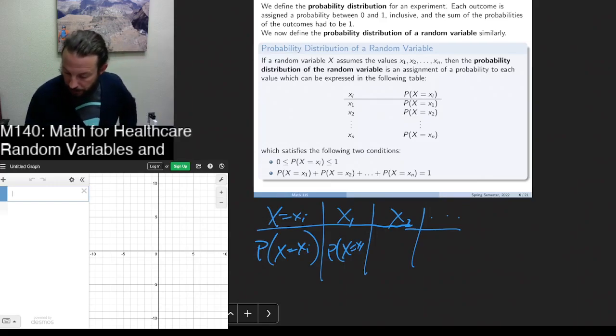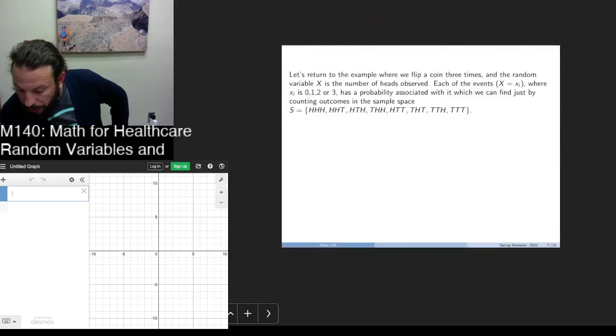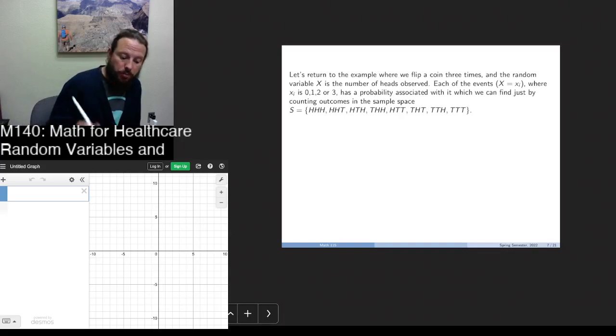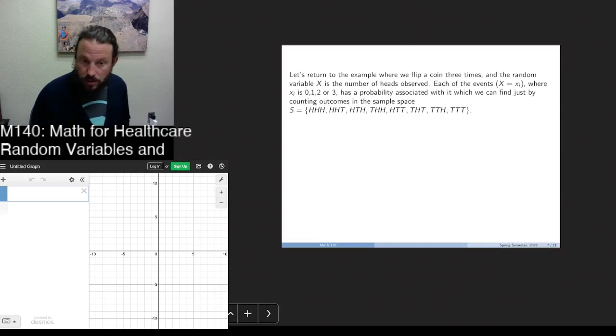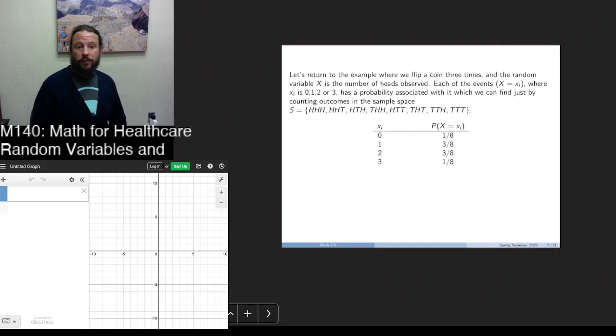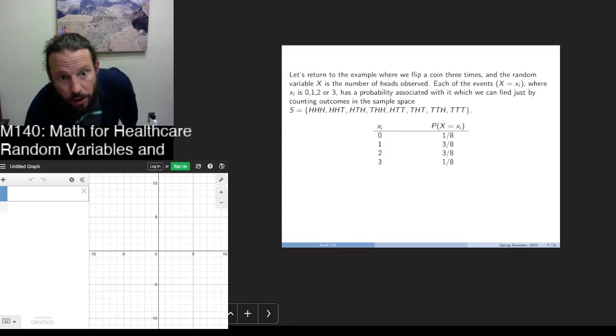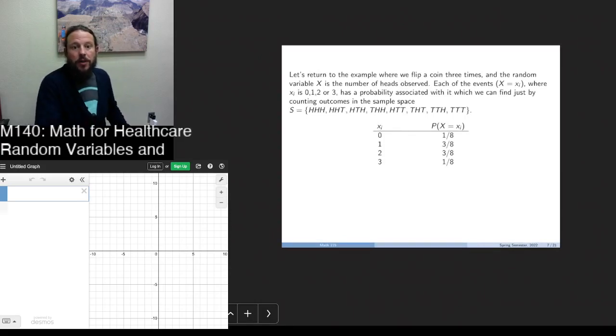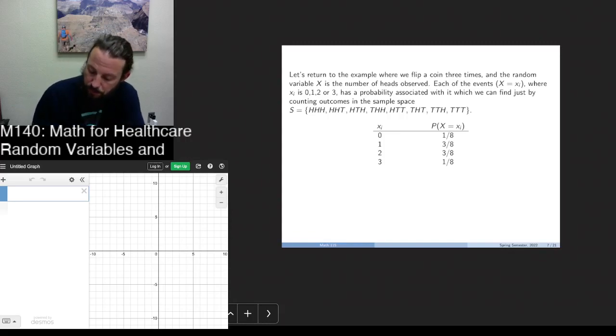Let's see a couple of these here. Let's return to an example where we flip a coin 3 times. The random variable x is the number of heads observed. All right, so we want to come up with the probability distribution for this. Notice those are all the x values it could take on. We could have 0, 1, 2, or 3 heads. Those are the probabilities, so I'll let you confirm those.